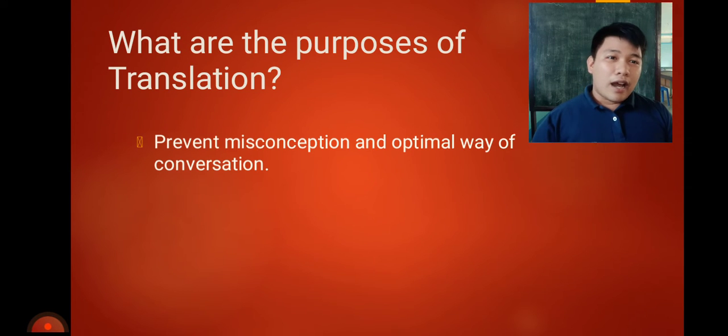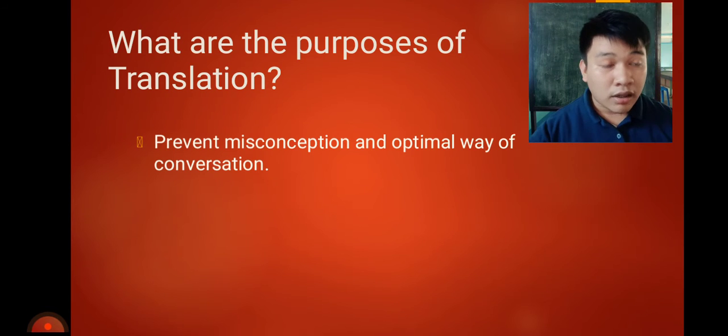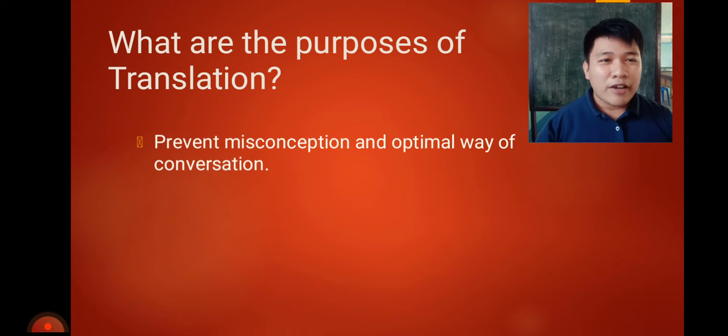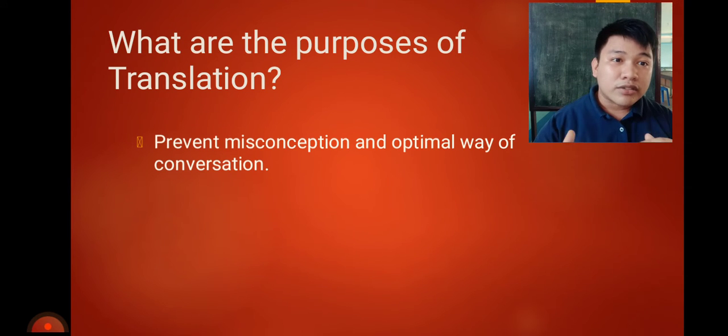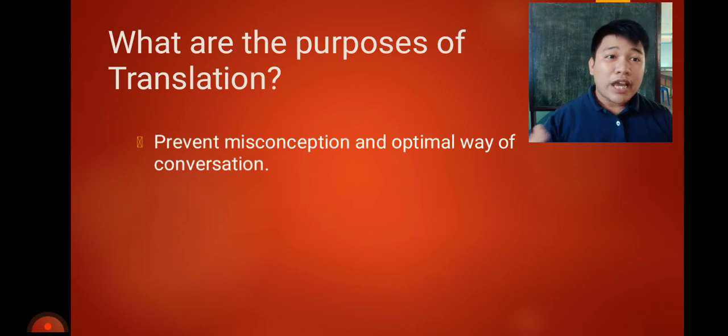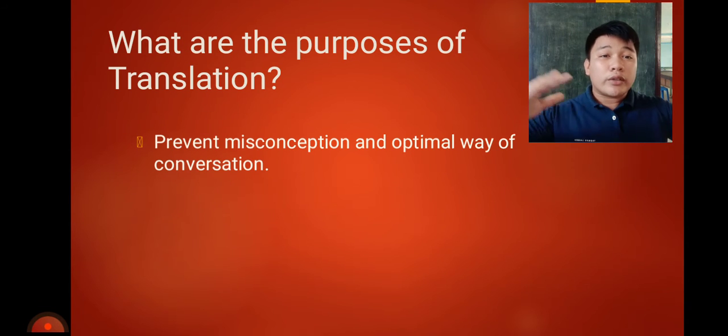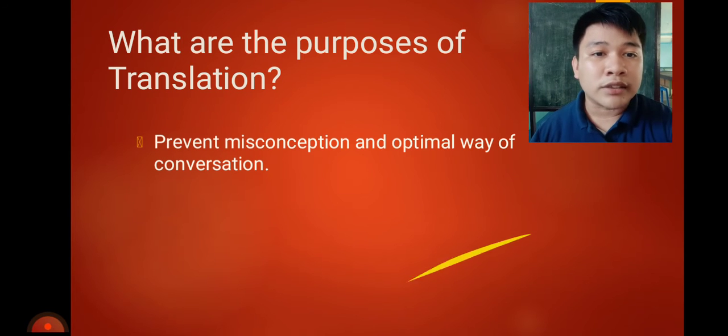Let us say there is a textbook written in an English context. You can have a perception of the specific writing, but you cannot have a definite, same understanding because that is not your language, that is your second language. So with the use of translation, from English to Cebuano or English to Maranao, we can prevent misconception.